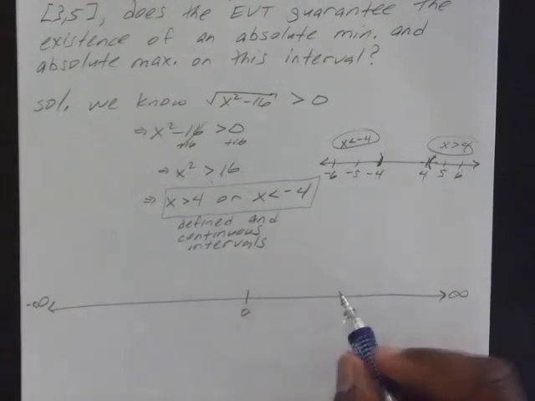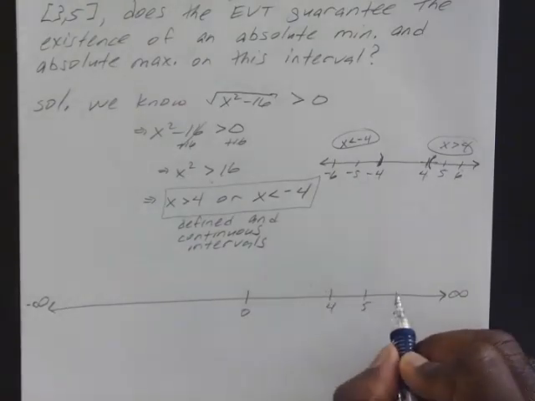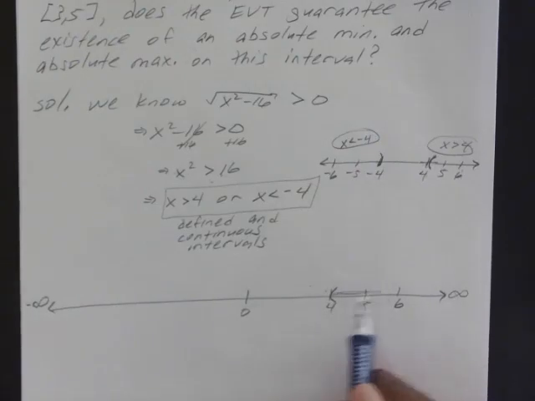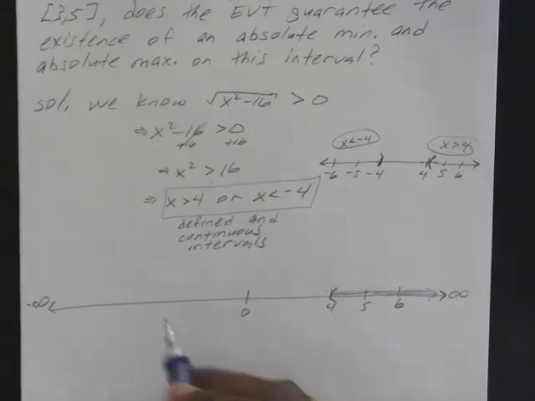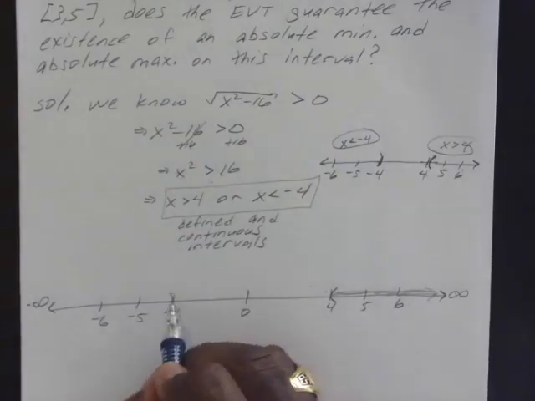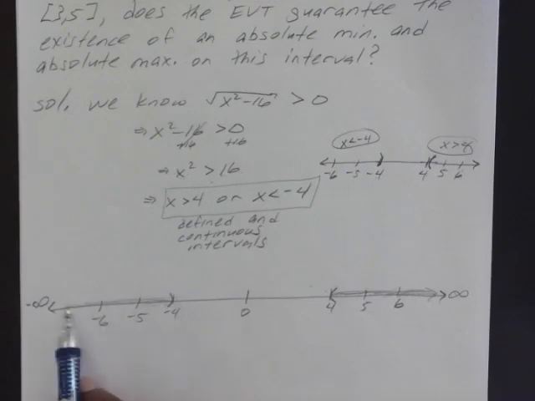Okay, let's say our 0 is here. So we'll put 4, 5, 6 here. So we know every value greater than 4 would make this defined. And if we put our -4, -5, -6, every value less than -4 would also make this defined.